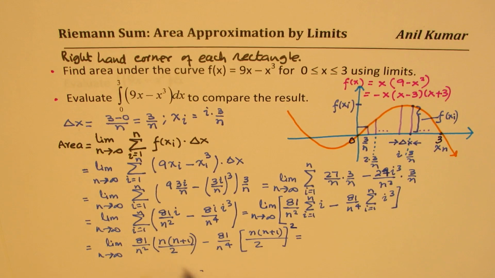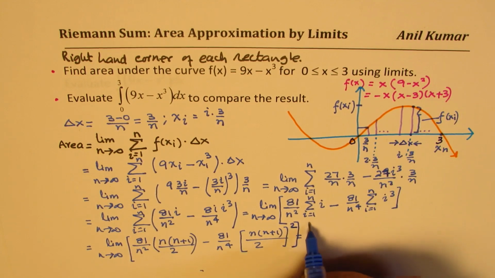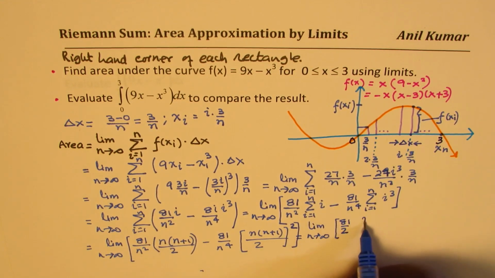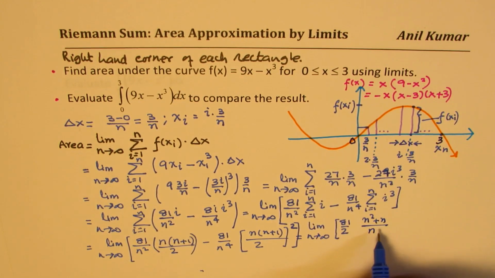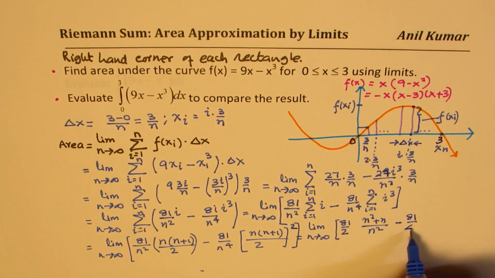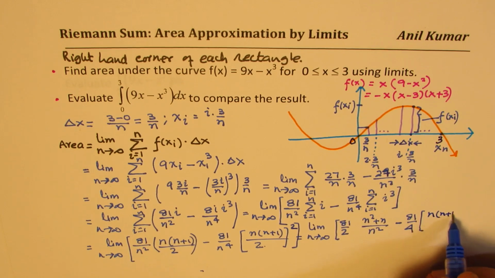Now let's simplify this. All this is to the limit n approaches infinity. So taking n square inside, we get 81 over 2 times n square plus n over n square, minus 81 over 4. Now 2 square was 4, so we are taking this outside, and n to the power of 4 we are taking n square inside. So we'll write n times n plus 1 over n square, whole square.